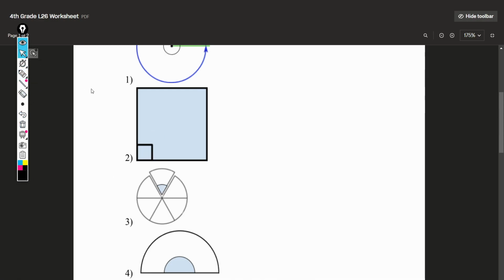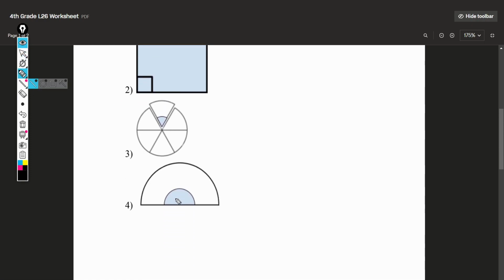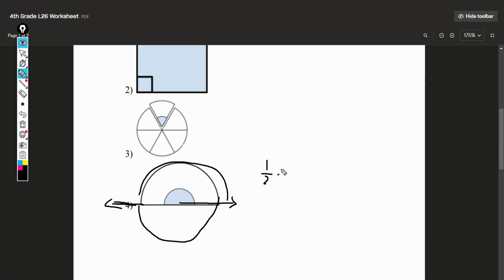And then for this last question, we have half of a circle. Once again, this is just half of a full circle. It'd be like turning around. If you're looking in one direction and then you turned around half a circle, you'd be looking in the opposite direction. So because this is half a circle, it would be 1/2 times 360 degrees, which equals 180 degrees.